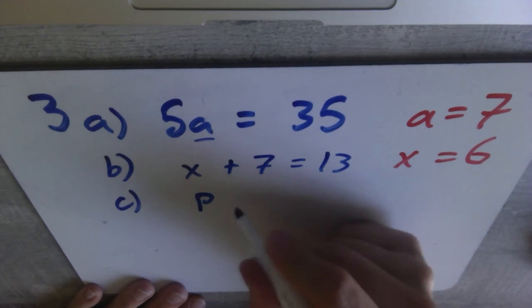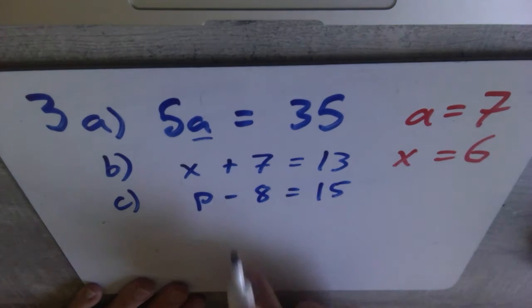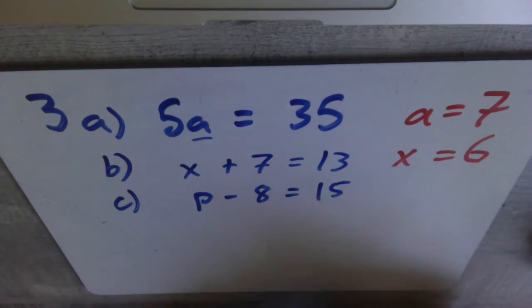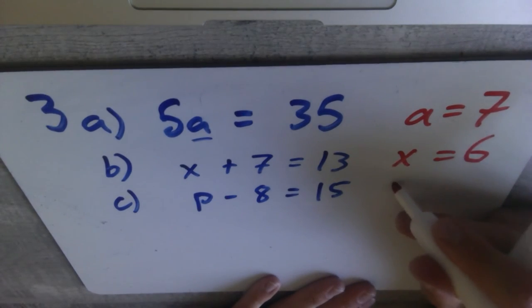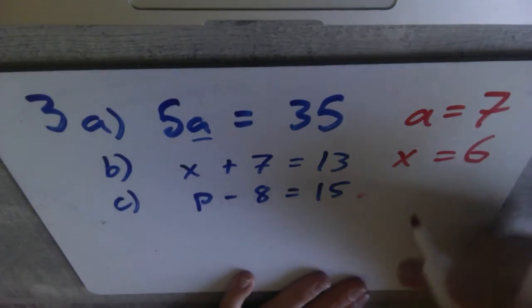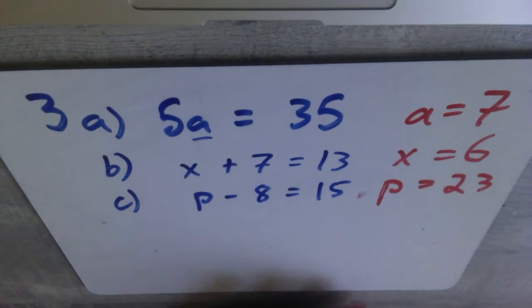C, p minus 8 equals 15. So now we're dealing with subtraction. We look at subtraction, we say to ourselves, what number would we have to start with to take away 8 and get to 15? Well, 23 minus 8 would give us 15, so that's p, the variable this time, p equals 23.